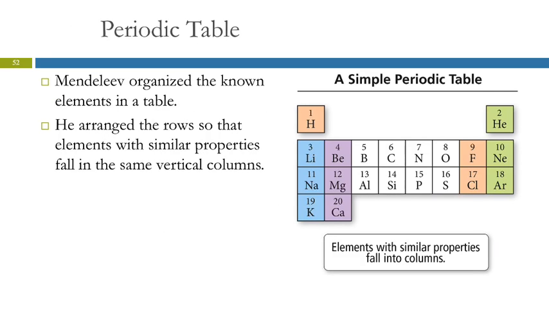So what he did is he took the elements that were known at that time and he arranged them in a table so that the elements with those common properties were in columns. So he took that line we just looked at and he stacked up the blue ones and the purple ones and the orange and the green. Now you might wonder, why is hydrogen over here?